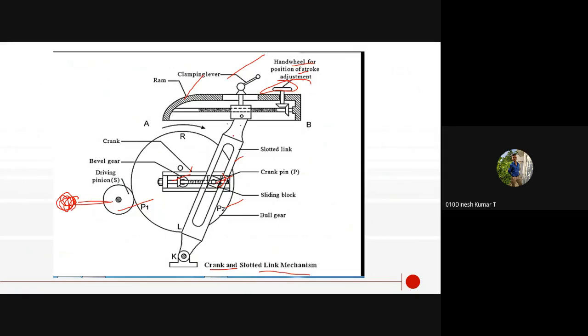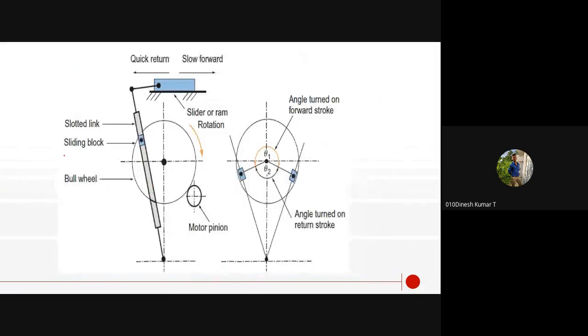The sliding blocks slide here and there, so that the rocker arm is sliding. The rocker arm is rocking forward and backward, here and there, so that the cutting operation is done. You can see that in the video. Now it is simple. Before that video, this is the setup.